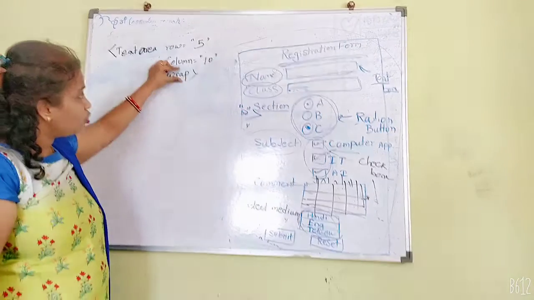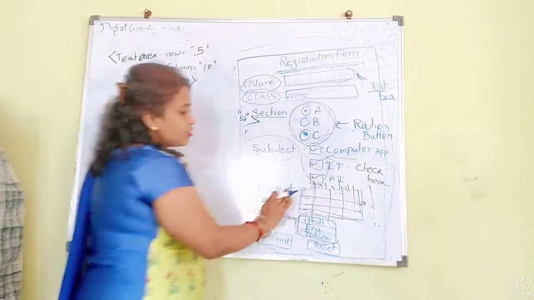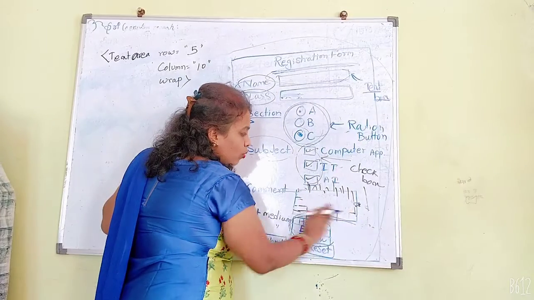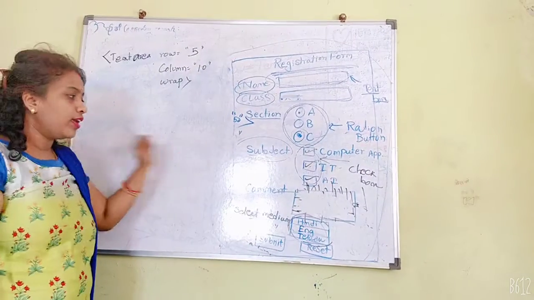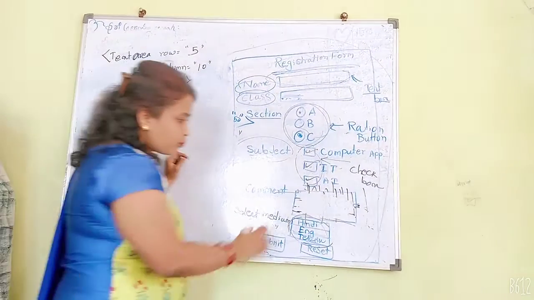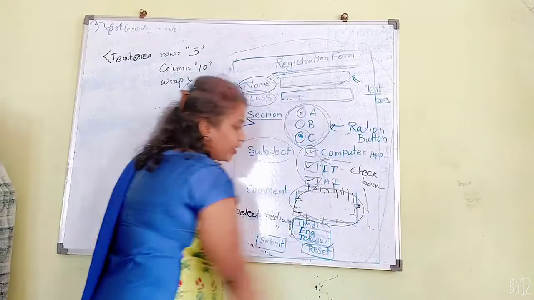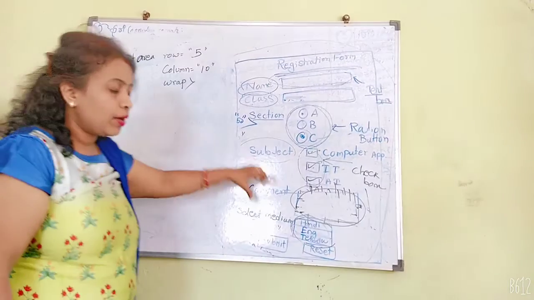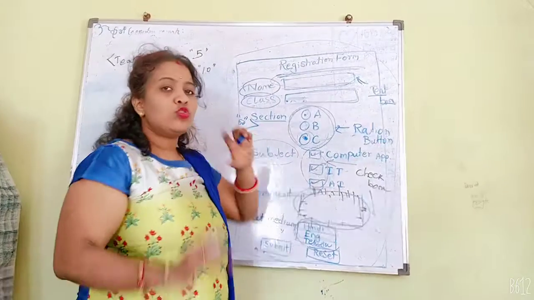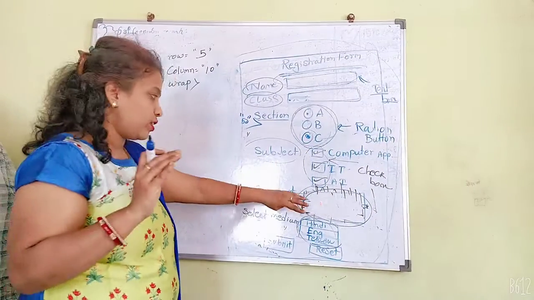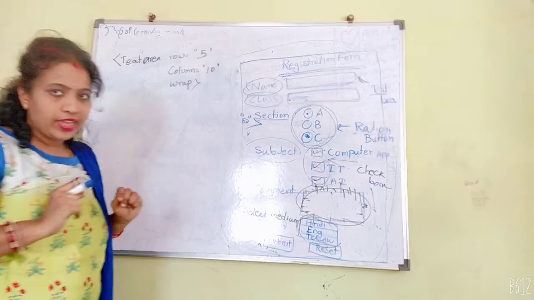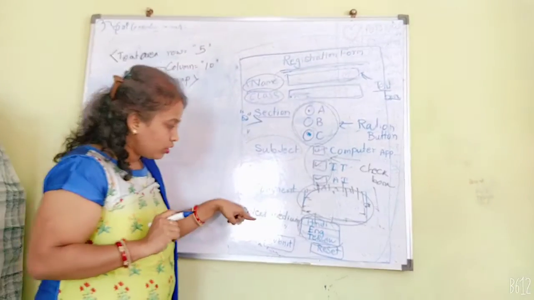So now when I'm using wrap here, it means it does not display, it does not provide any lines in the text area. It just provides a space, or it gives a space for a comment section. So it takes so much text or large text in between the text area. Clear? Now come to the select medium.